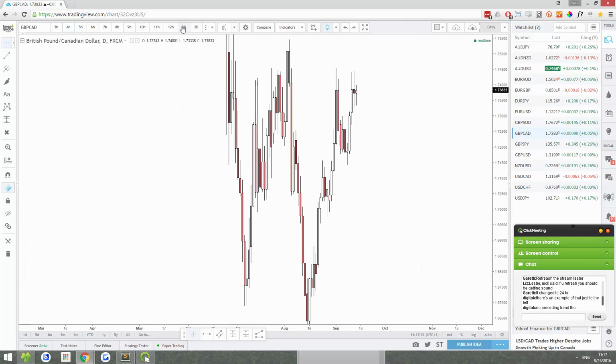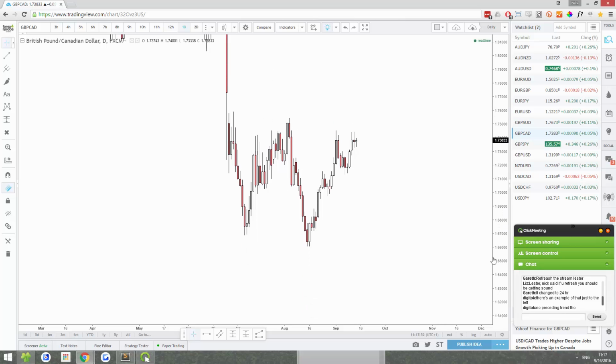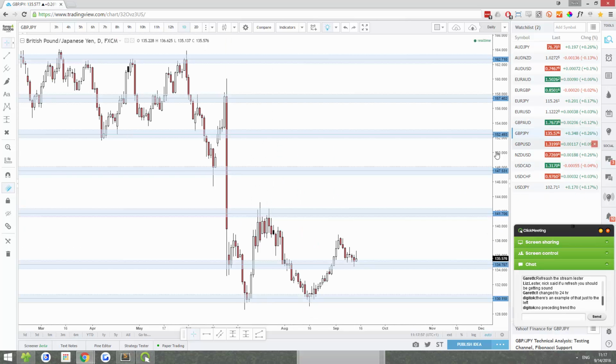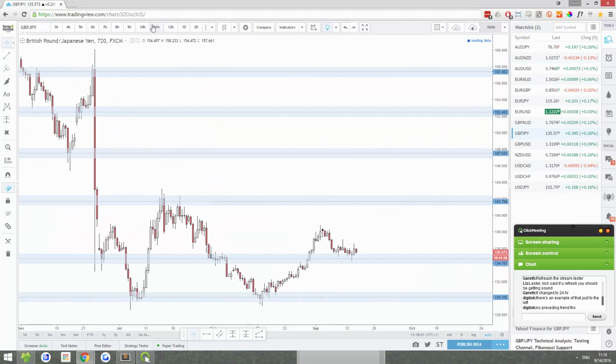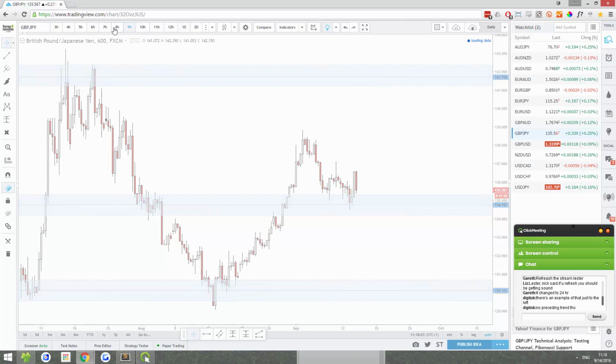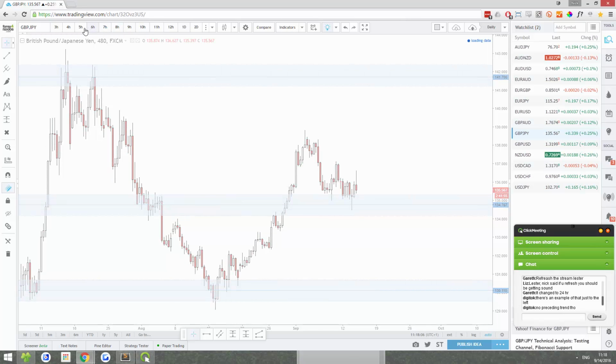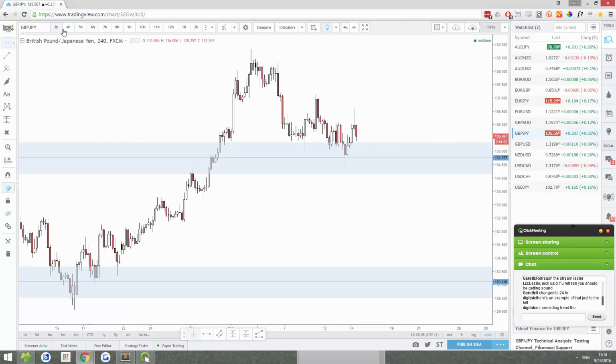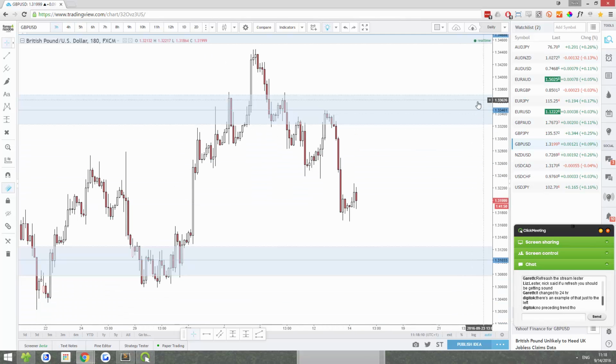GBP CAD. I'm not sure why we have this. Yeah, this shouldn't be on here. So let's get rid of that. USDJPY. Nothing really going on there. GBP USD.